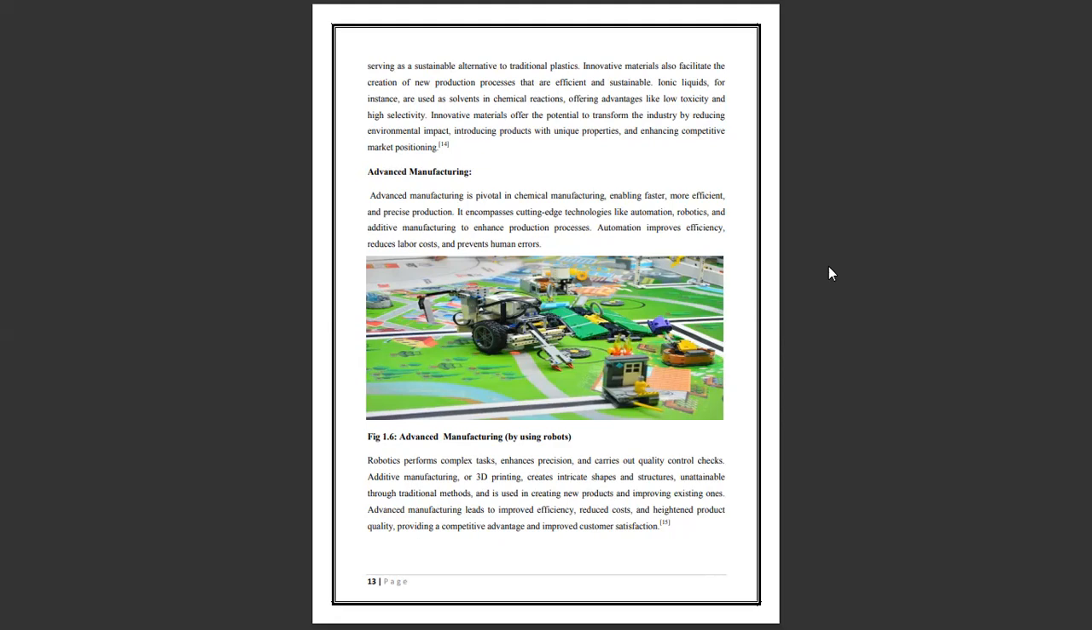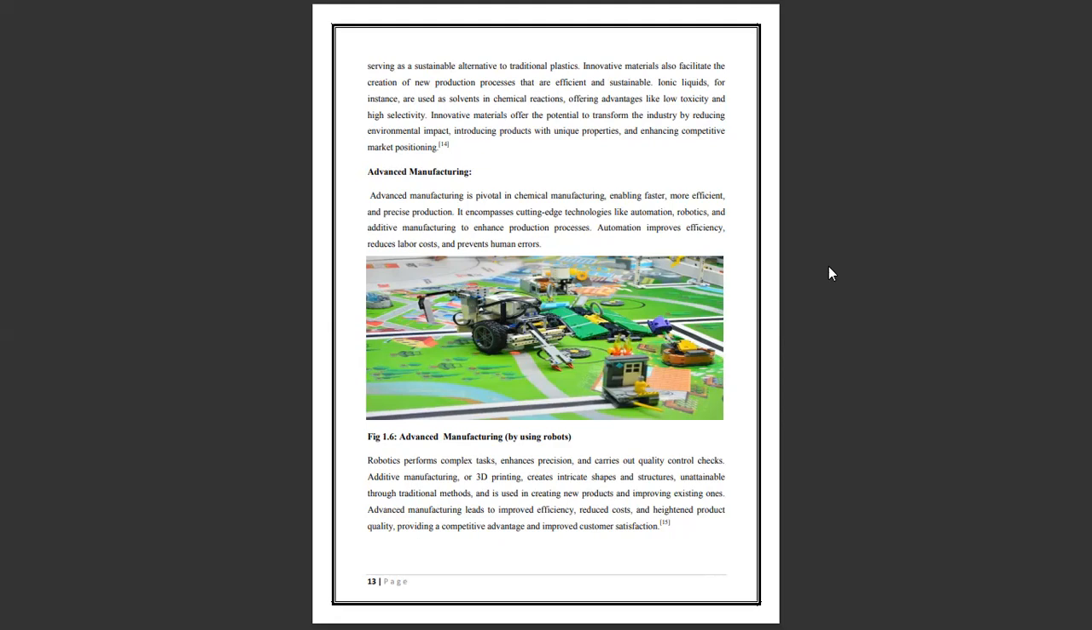So our next latest trend in smart manufacturing is advanced manufacturing by using robots. Figure 1.6 shows advanced manufacturing by using robots. Advanced manufacturing is pivotal in chemical manufacturing, enabling faster, more efficient, and precise production. It encompasses cutting-edge technologies like automation, robotics, and additive manufacturing to enhance production processes. Automation improves efficiency, reduces labor cost, and prevents human errors.